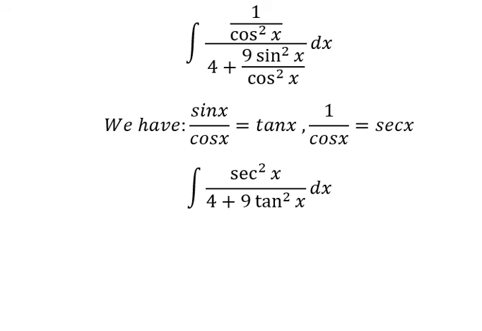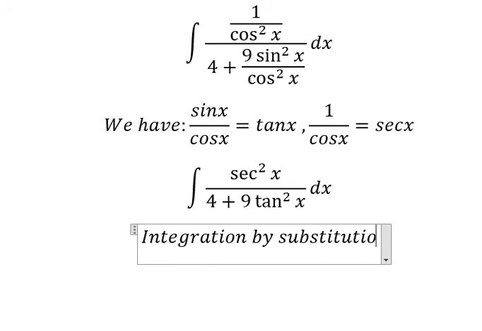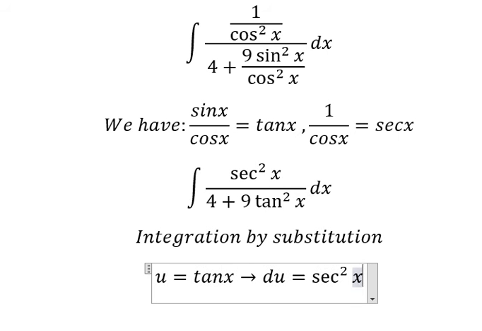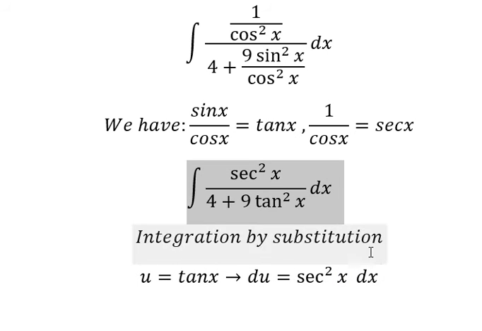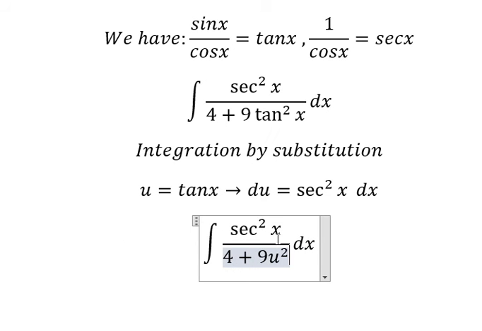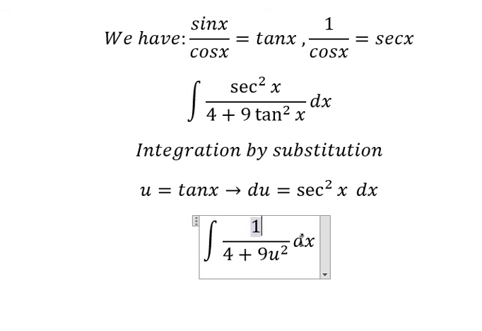Next, we need to use integration by substitution. So I need to put u equals tan x. Later we take the first derivative of both sides, and we have secant of x squared dx. So this one we change by u, and we have u squared. Secant of x squared dx we change by du.